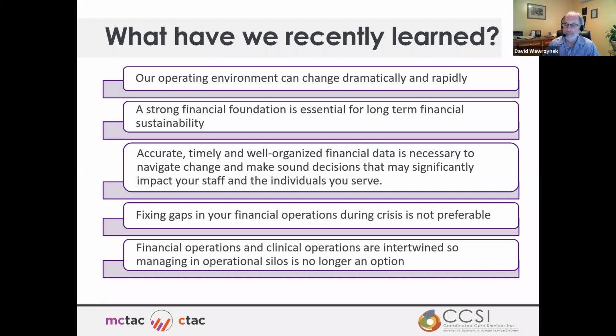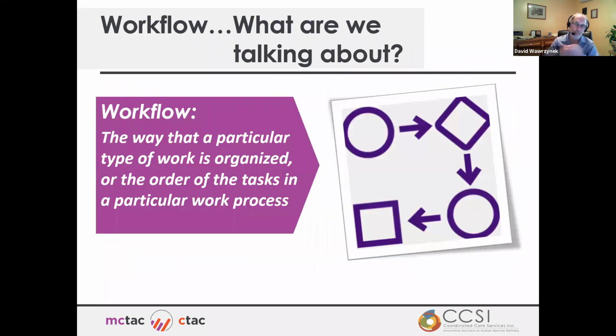And finally, and I talk about this all the time, financial operations and clinical operations are intertwined. Can't manage in operational silos any longer. We really need clinical leadership, financial leadership at the same table, communicating directly with the same language, with the same goals, and to really allow us to move forward in a sustainable fashion. So let's talk about workflows. What are we talking about?